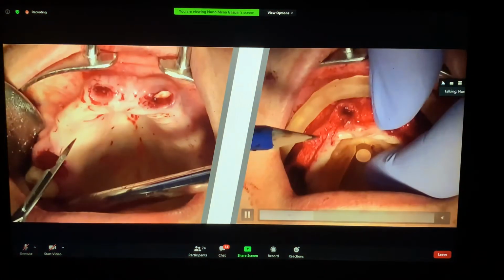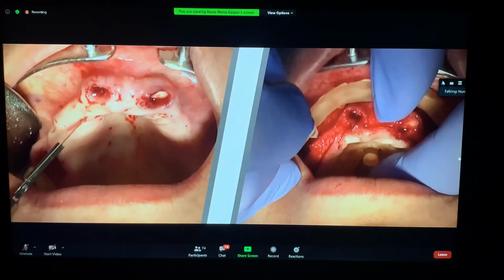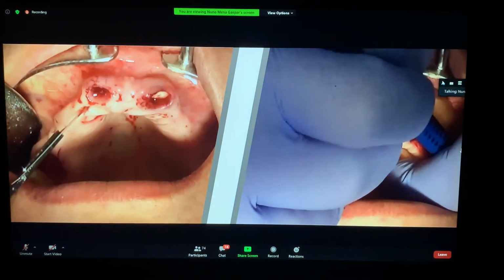I started to do my buccal flap releasing, and with the guide, I marked where I needed to do bone reduction.